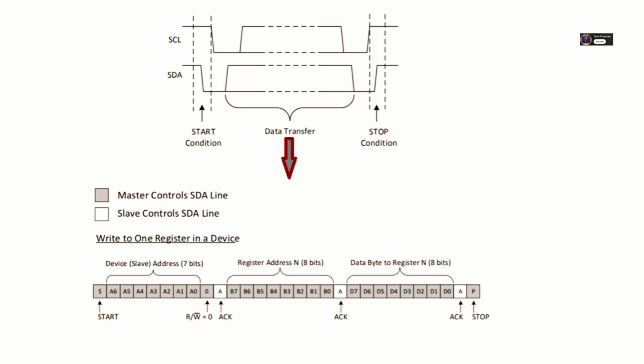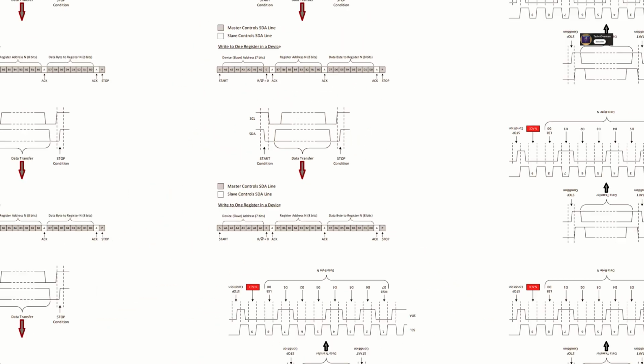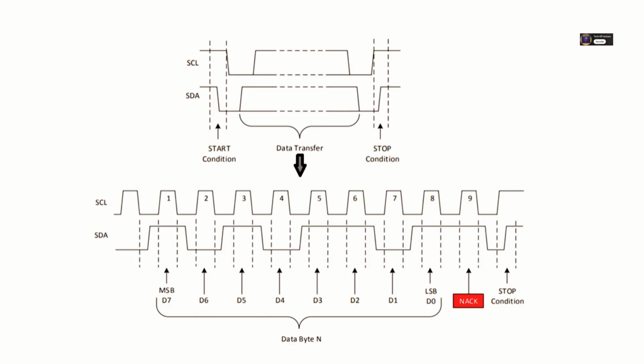If the receiver got the byte okay and is ready for more, it sends an ACK, acknowledge. It does this by actively pulling the SDA line low during that 9th clock pulse. So low on the 9th pulse means, got it, keep going. Exactly. But if the receiver doesn't pull SDA low during that 9th pulse, the line stays high because of the pull-up resistor. This is a NACK, not acknowledge.